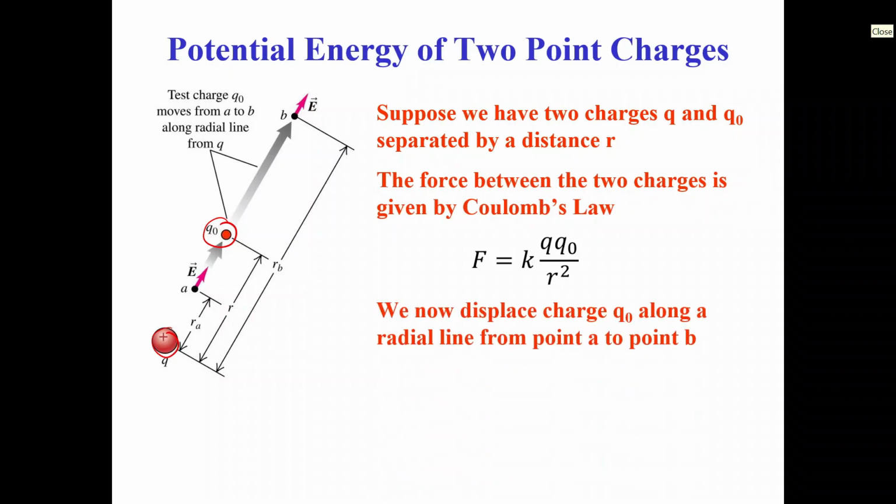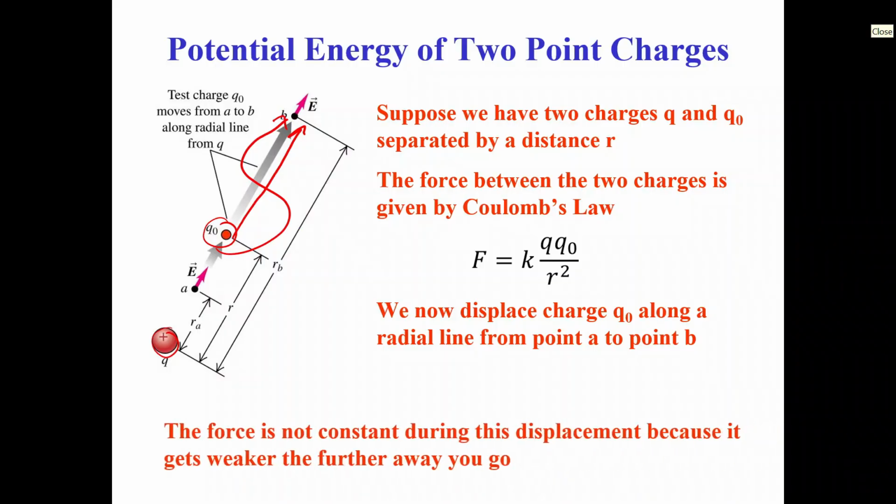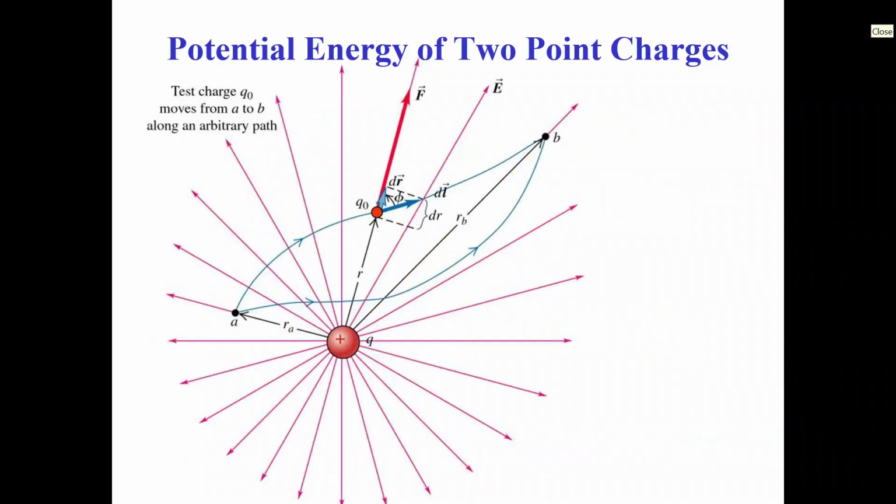We have to displace our charge Q0 along a radial line from A to B. We'll see that that radial line doesn't matter. We can actually take any wibbly-wobbly path to get there. But if that's what we're doing, then our force is going to get smaller. Now, work we could not solve without calculus if our force is changing. That was one thing. You have to have calculus to deal with that.